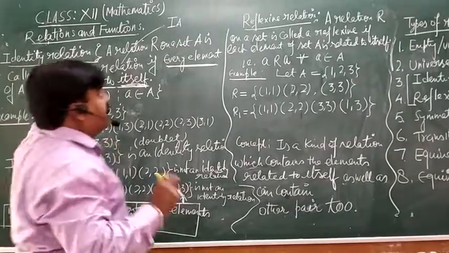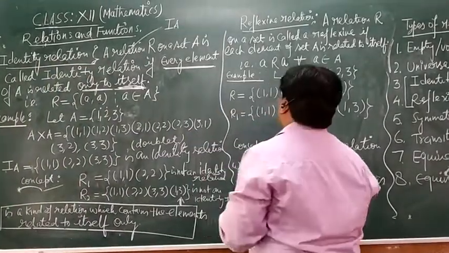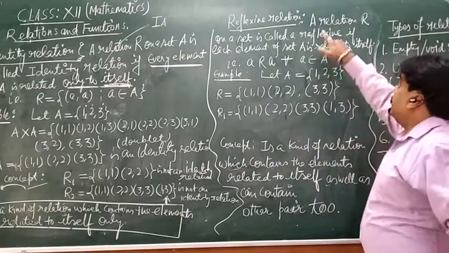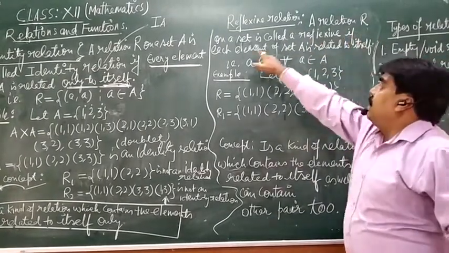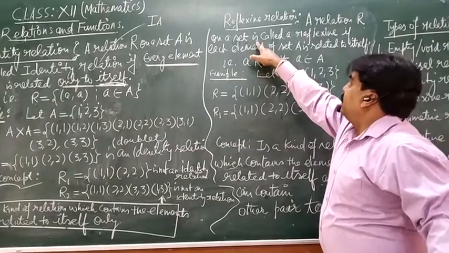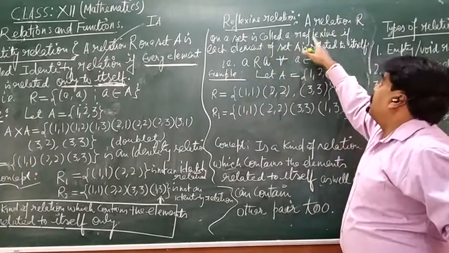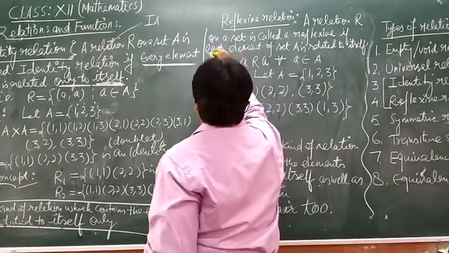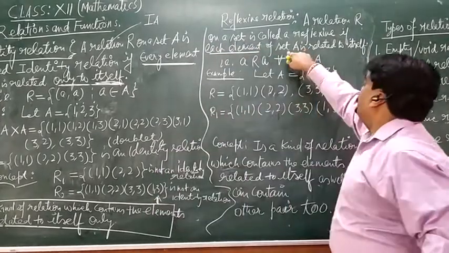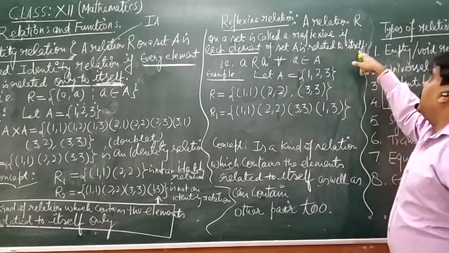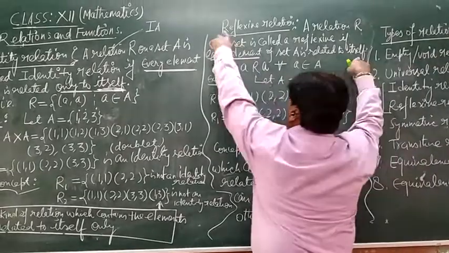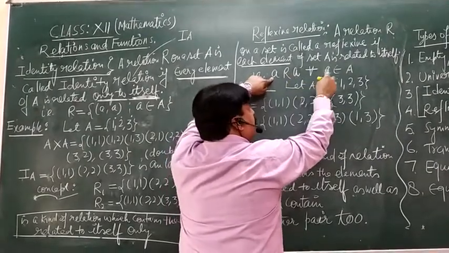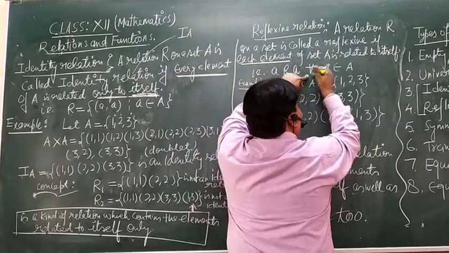A minor difference is here between identity and reflexive relation. So now reflexive relation. A relation R on a set is called reflexive if each element of set A is related to itself. That is your reflexive. But this is for all.